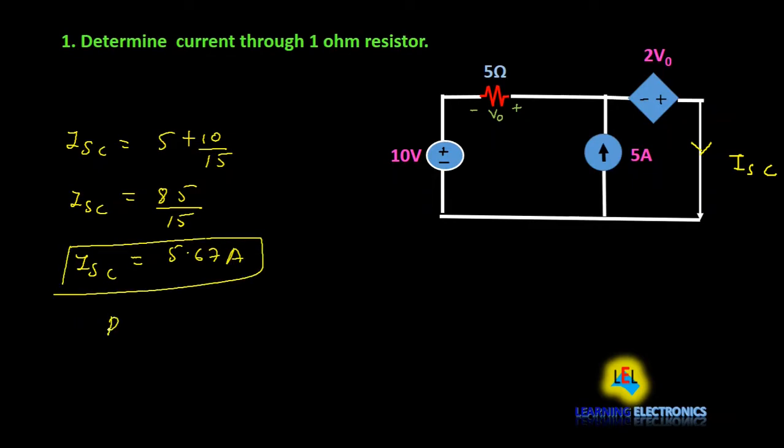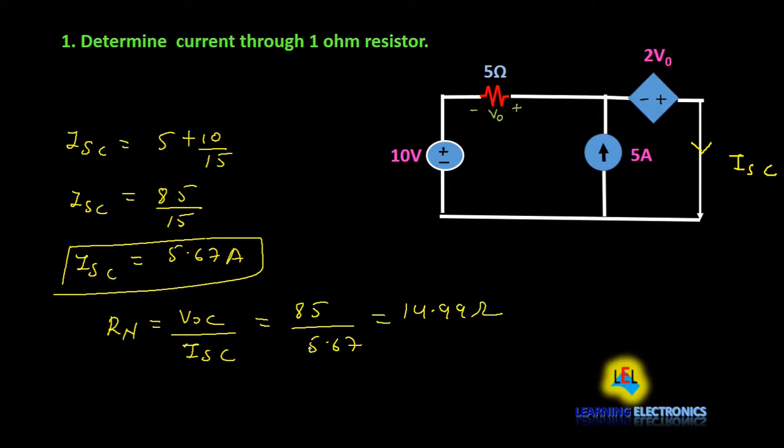Now we can find out the Norton resistance RN, which is equal to open circuit voltage VOC divided by short circuit current ISC. So VOC we got 85 divided by 5.67. When we solve this, we get 14.99 ohm. So the Norton resistance RN will be approximately equal to 15 ohm.